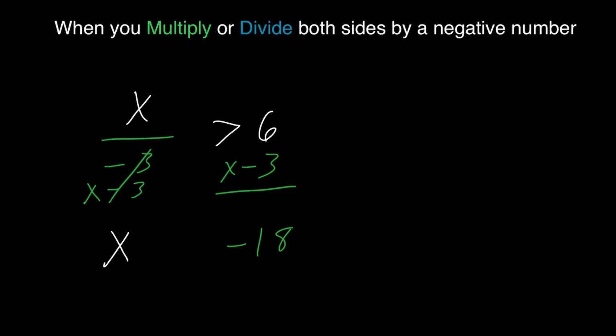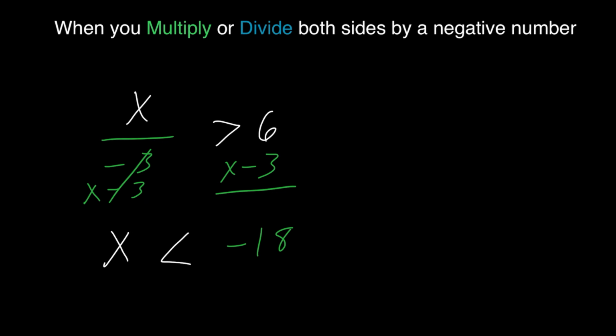So what we're left with is x on the left-hand side and negative 18 on the right-hand side. Now, what do we do with this inequality symbol? Well, when you multiply or divide both sides by a negative number, you flip the inequality symbol. So instead of the greater than sign, it's going to be the less than sign. X is less than negative 18.